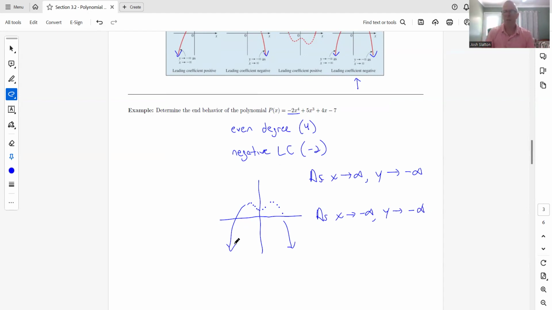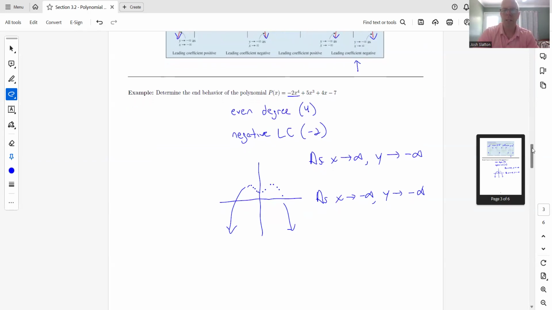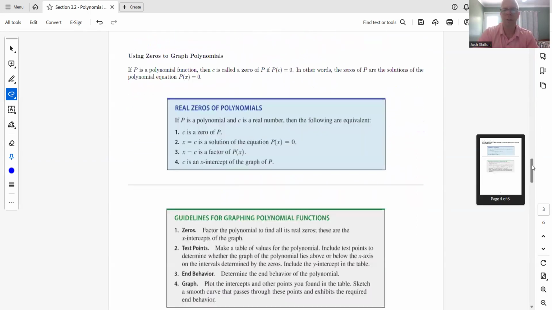So that's really all you need to do. Notice we didn't talk anything about these three terms. These have no effect on the end behavior. They only affect what's going on in the middle. So for end behavior, just pay attention to the degree, whether it's even or odd, and the leading coefficient, and that is all you need to know.